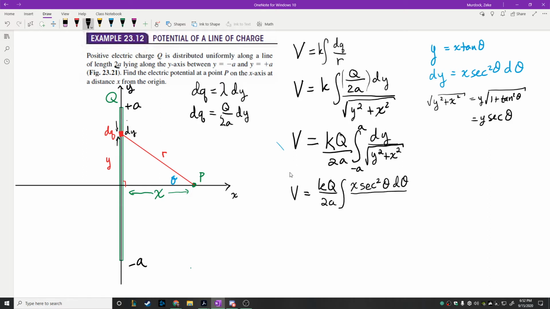Is that right? Because I think 1 plus tan squared theta is secant squared theta. Oh, yeah, x. Thank you. Sorry, I skipped a step there, and I probably shouldn't have. This would be x, yeah. Thank you. So this would be x.